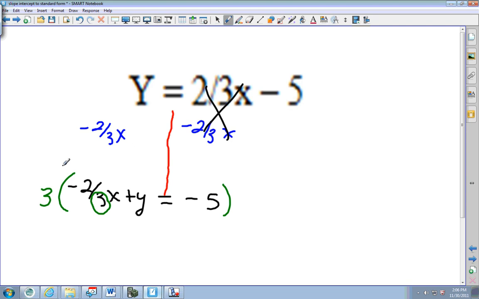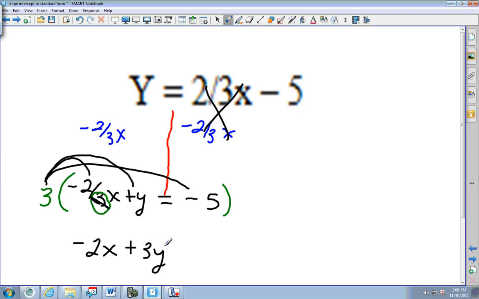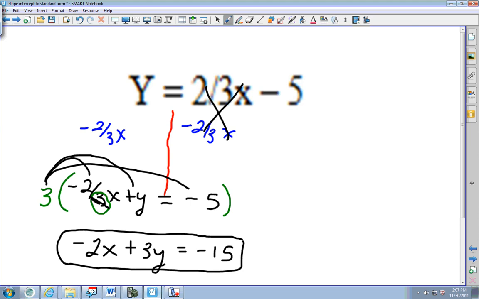Now by doing that, here to the first one, it makes this 3 cross out this 3, and I'm left with negative 2x. It cancels each other out. Then I need to take 3 times y, plus 3y, 3 times negative 5, and that equals negative 15. There is my equation in standard form.